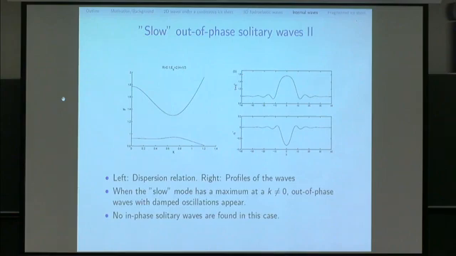Now, we can also play with the parameters. This is the dispersion relation on the left. If I want, I can make a maximum appear on the dispersion relation, which means that the slow wave starting from there will have decaying oscillations. This is the kind of wave which bifurcates from this maximum of the lower dispersion relation, the slow mode. I should say this is slightly more realistic, as the density ratio is quite small in this case.